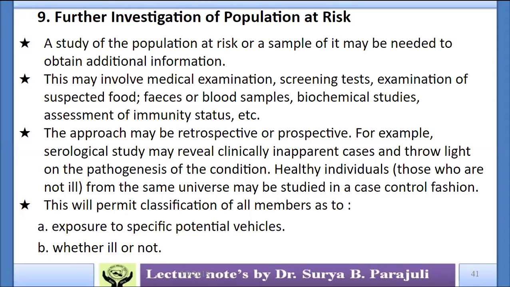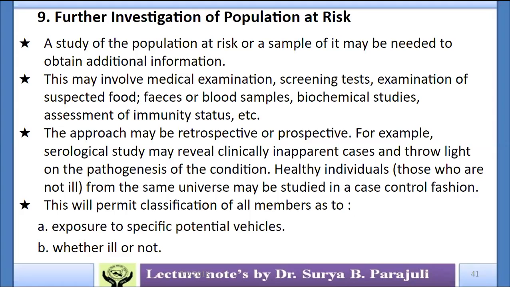Now you need to go beyond. You need to further investigation of population at risk. Now you need to go beyond that particular population. You need to identify other group of population. Actually, you need to increase your horizon and try to identify cases or condition. So a study of the population at risk or a sample of it may be needed to obtain additional evidence. Actually, we need to go beyond our current horizon of outbreak area, and in the broader horizon, we try to identify the population at risk.